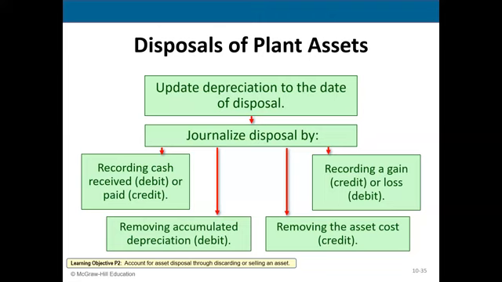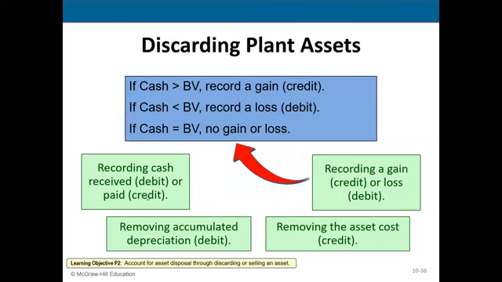If we're selling it and we're gaining something from it, meaning I'm selling this asset before the end of its useful life, and I'm selling it above its book value, that's a gain. So we debit the cash, we credit the gain. If it's a loss, we debit it, and we remove the asset. I'm going to show you what this looks like a little simpler in this slide here.